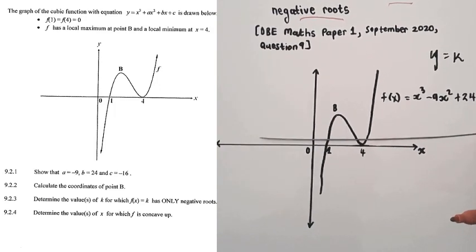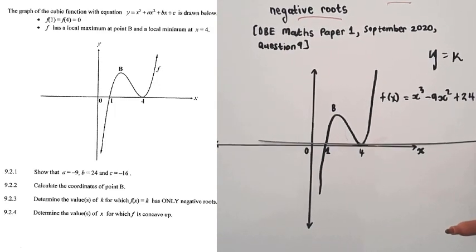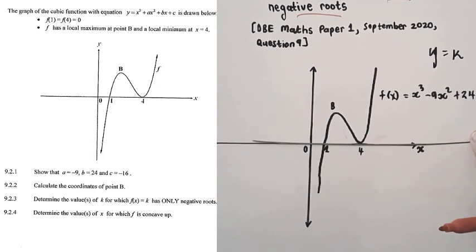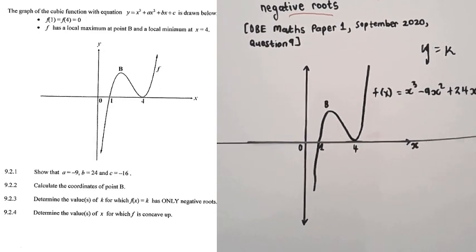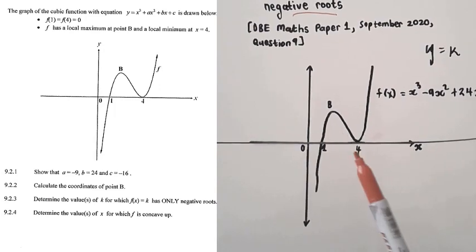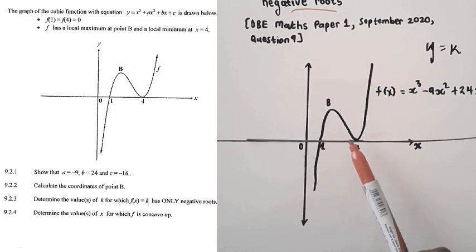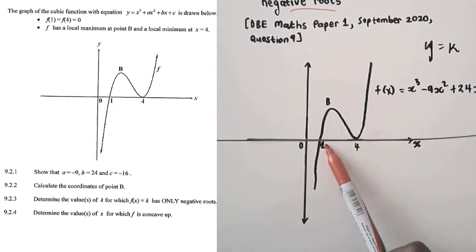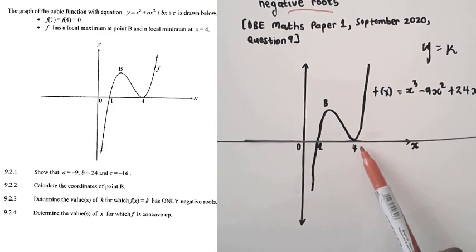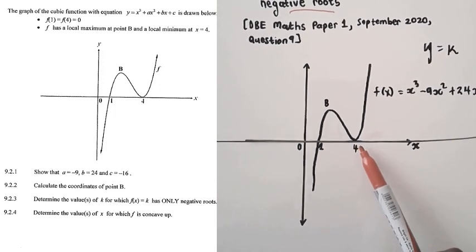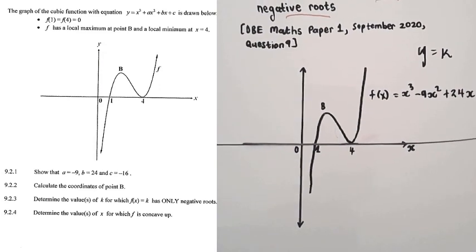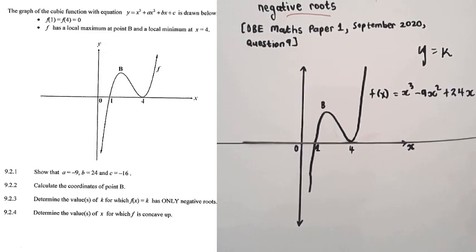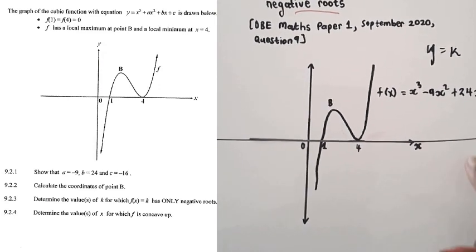Let's keep moving. What happens when it's exactly on the x-axis? You still have solutions, because you're still intersecting the graph twice, specifically at x equals 1 and x equals 4. But is it positive? No, not yet. Sorry, is it negative? Not yet.